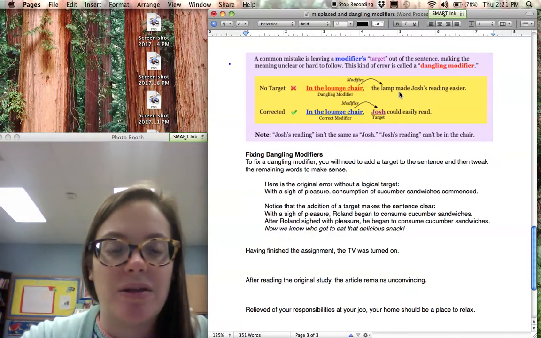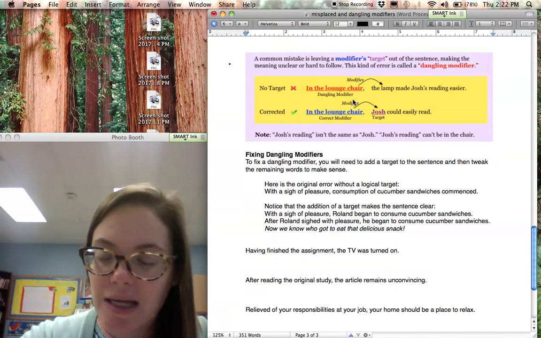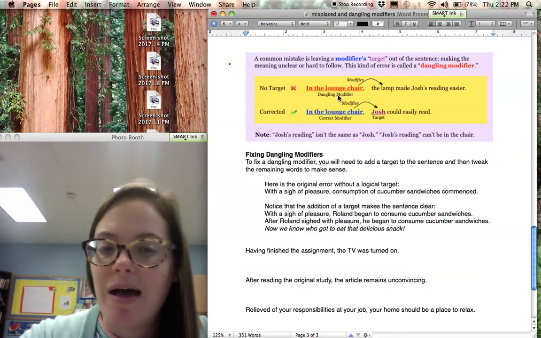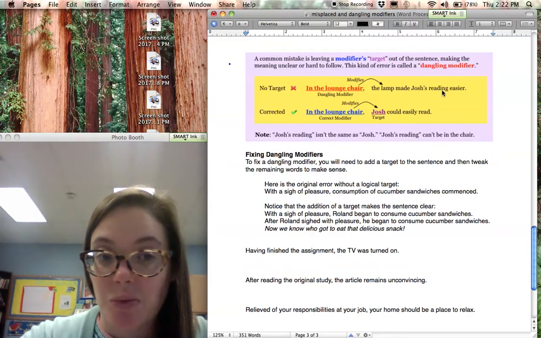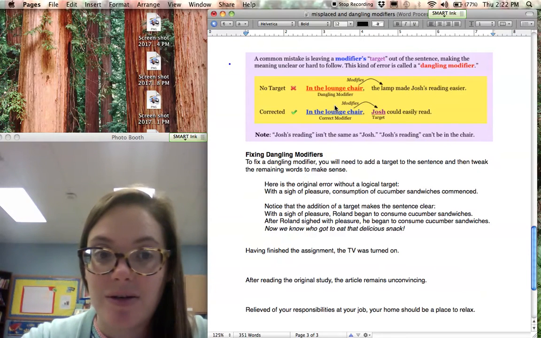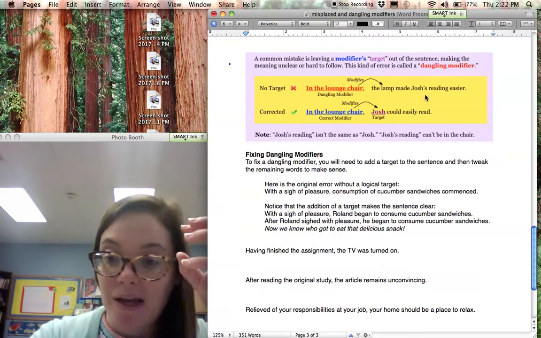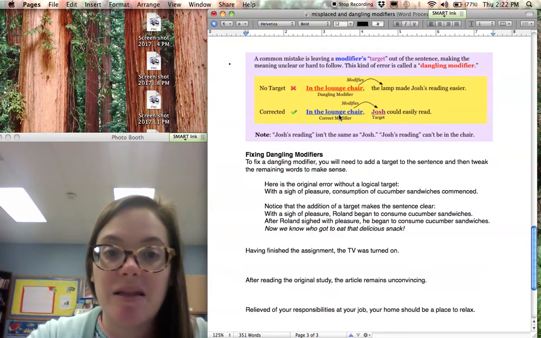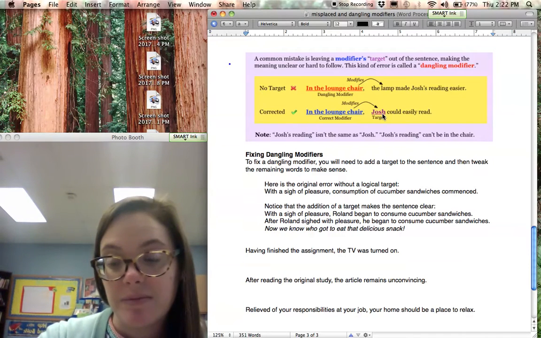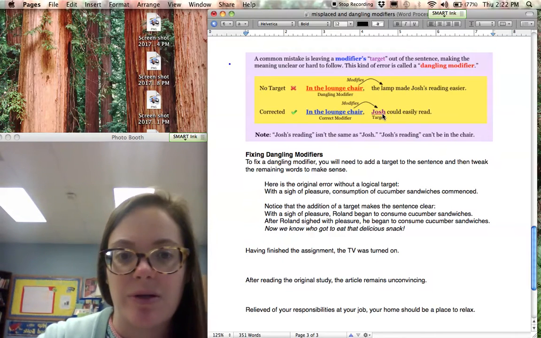In the lounge chair, the lamp made Josh's reading easier. Now, there's not actually like a good target here that's in the lounge chair. The lamp isn't in the lounge chair, though it's right next to the modifier right now. Josh's reading isn't in the lounge chair, okay? It's just Josh that's in the lounge chair. So I need to rewrite the sentence so I have a clear target, and my target is right next to the modifier, okay? So, corrected, in the lounge chair, Josh could easily read. Right, that one makes more sense. We're not wondering like what's going on. It's just clear. It flows a little bit better.